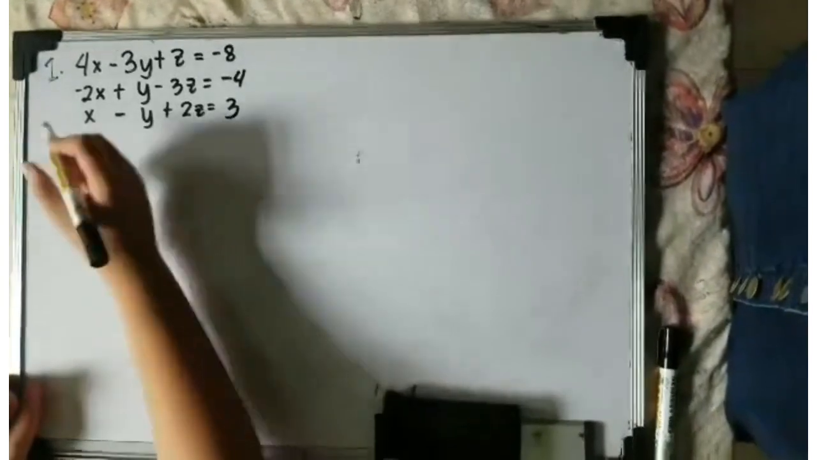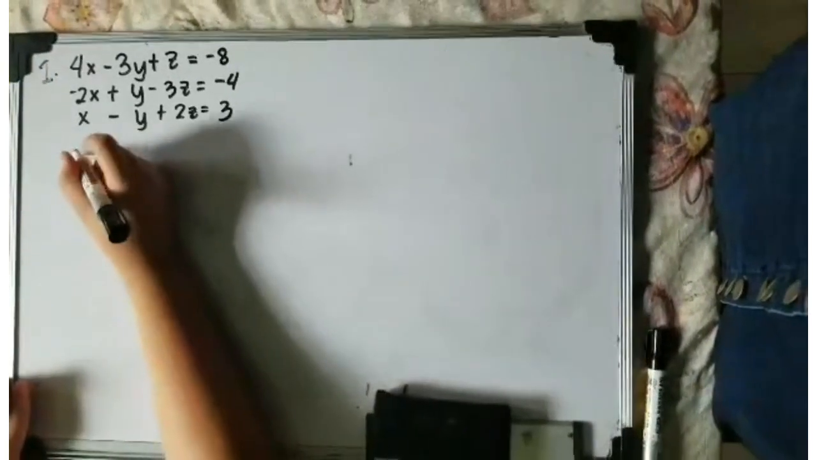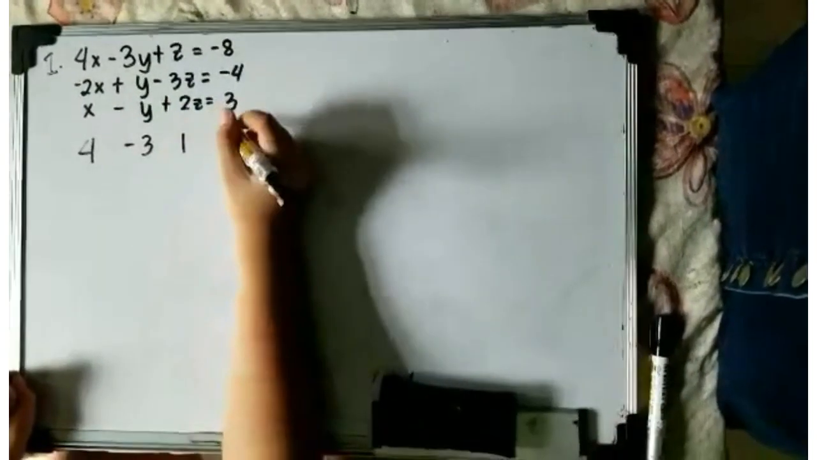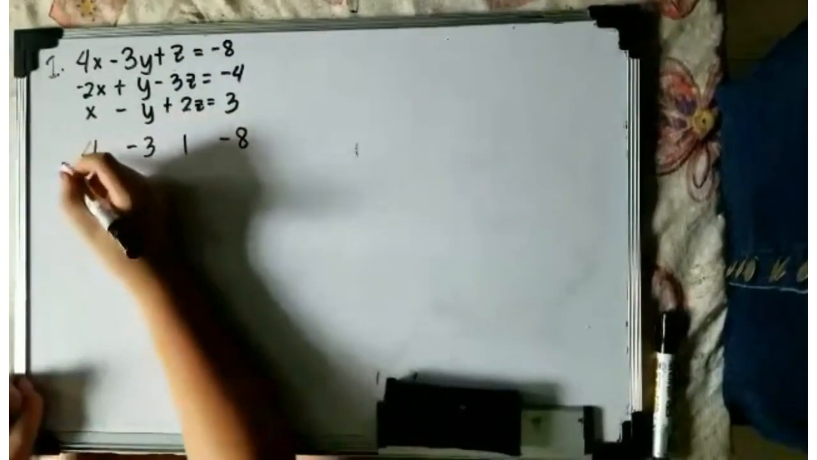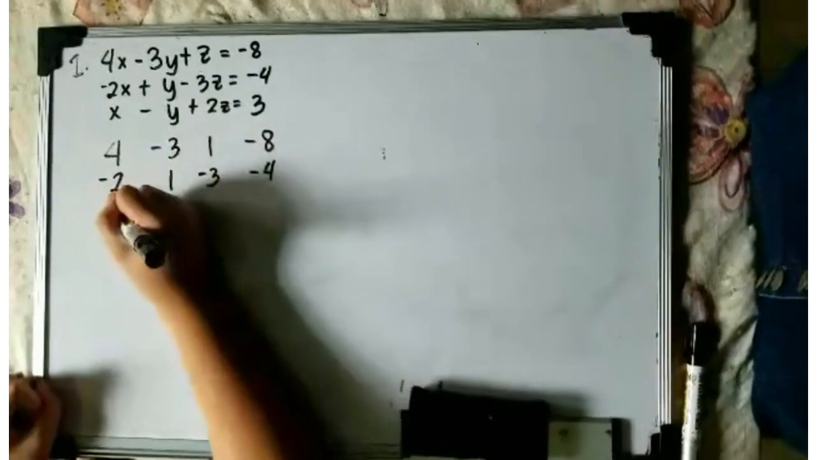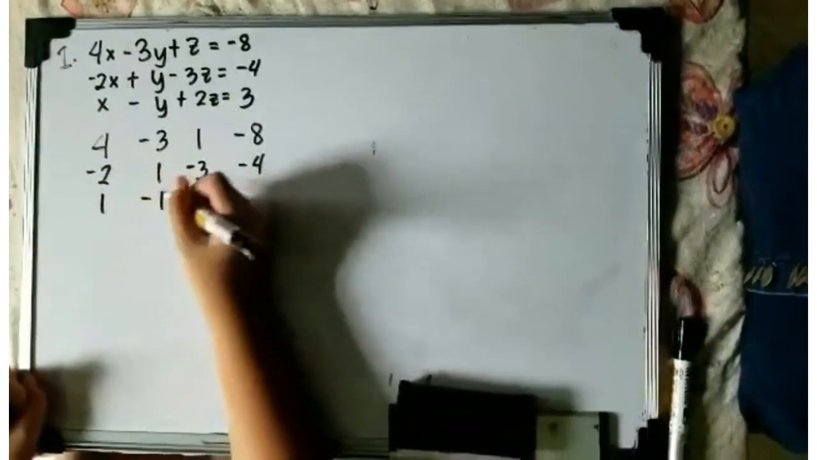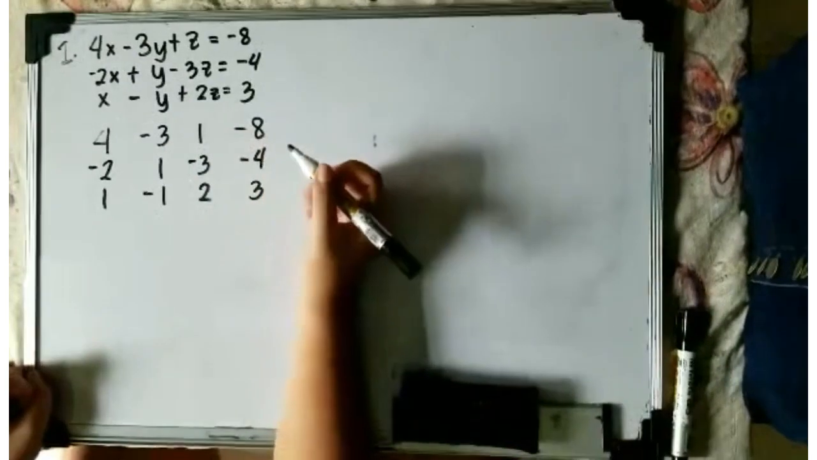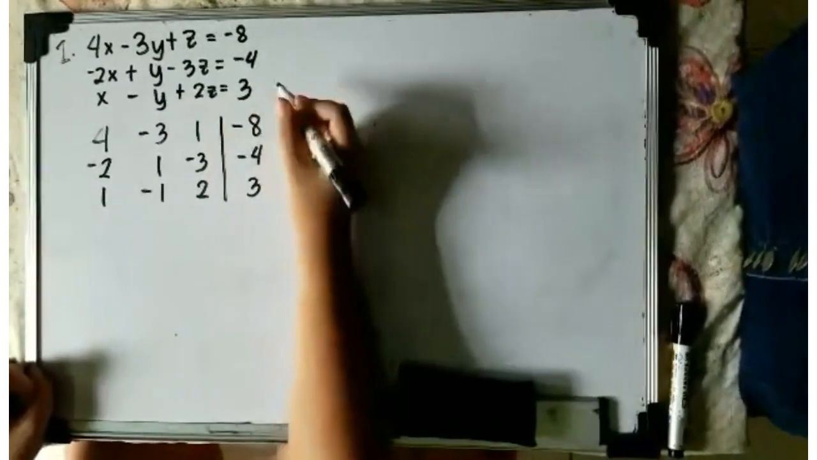So now we will put the first equation into its row form: 4, negative 3, 1, and negative 8. Second is negative 2, 1, negative 3, and negative 4. Third is 1, negative 1, 2, and 3. In order to separate this from its answers, we have to put a vertical bar.